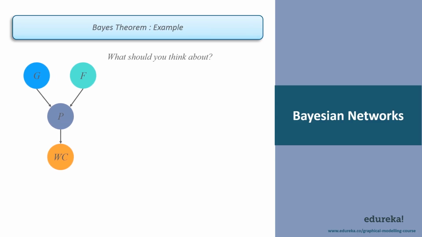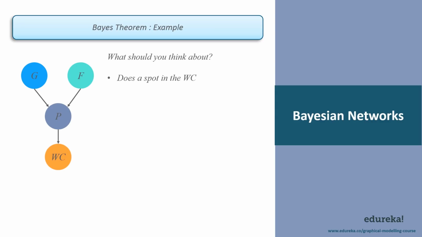So now what should you be thinking about how things work? Does a spot in the World Cup team depend on genetics? Consider that we do not know about the performance in the Australian tour of the player, just the genetics and form. So does the offer depend on genetics?